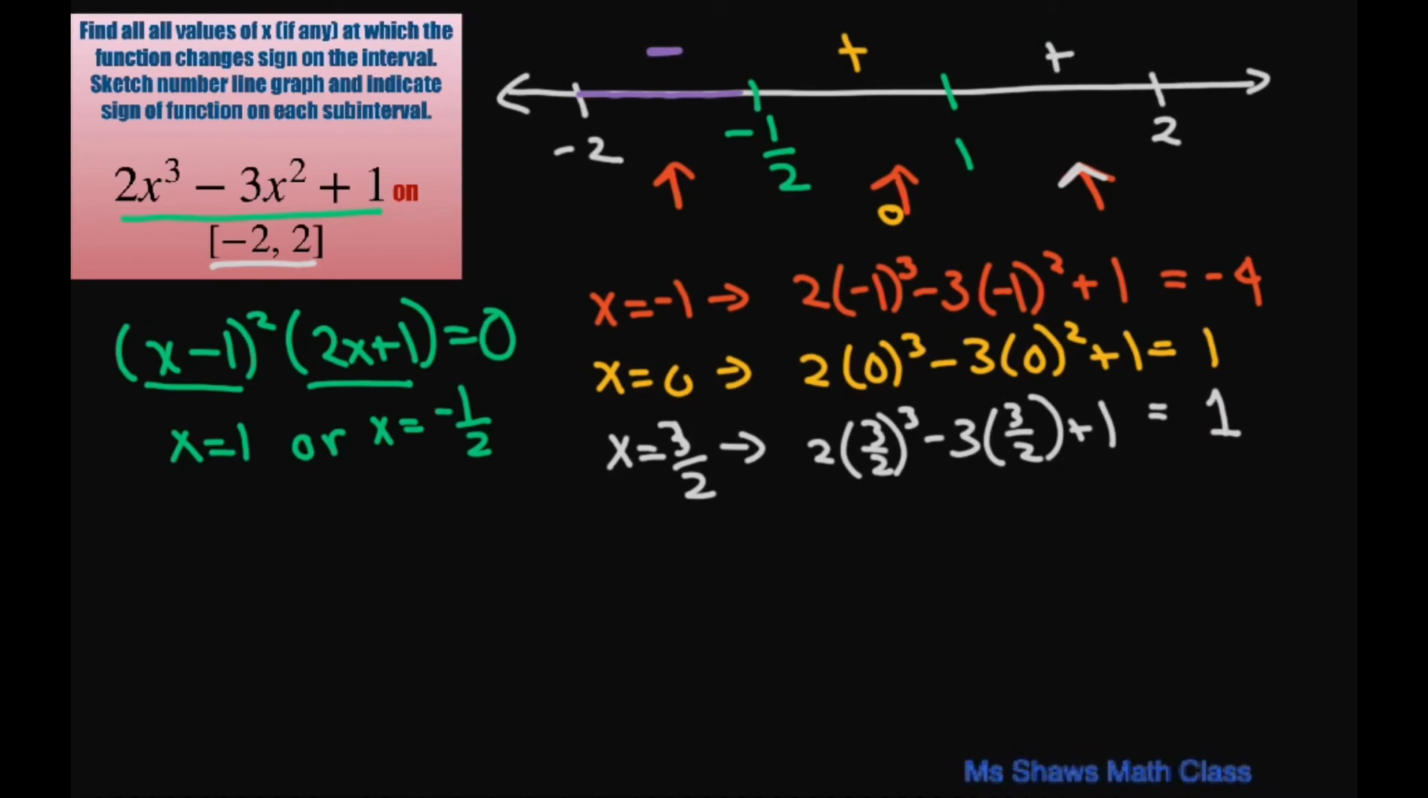So the only place it changes signs is right here at x equals -1/2. Goes from negative to positive, and there's your graph.